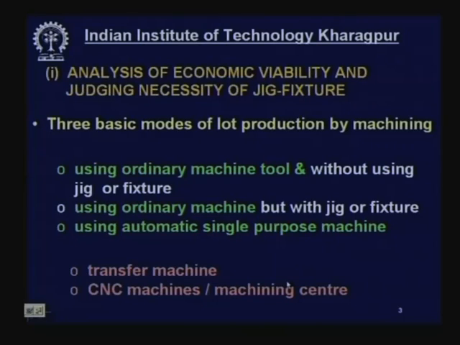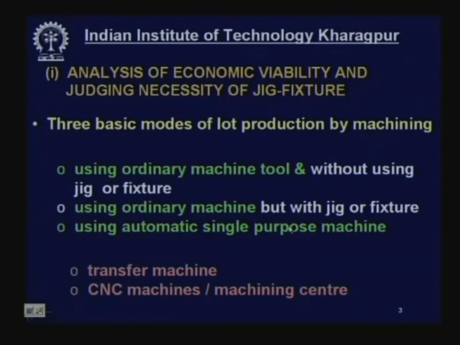Yes, these machining centers and CNC machines are applicable for job order production or batch production, but these are very expensive, sophisticated machines. They should be used for complex jobs which are difficult to do by conventional machines, and where the value of the product is very high, so that the total revenue will compensate the cost of the machine. So, our discussion will be confined to the first three: using ordinary machine tool without fixture, with fixture, and using automatic single purpose machine.